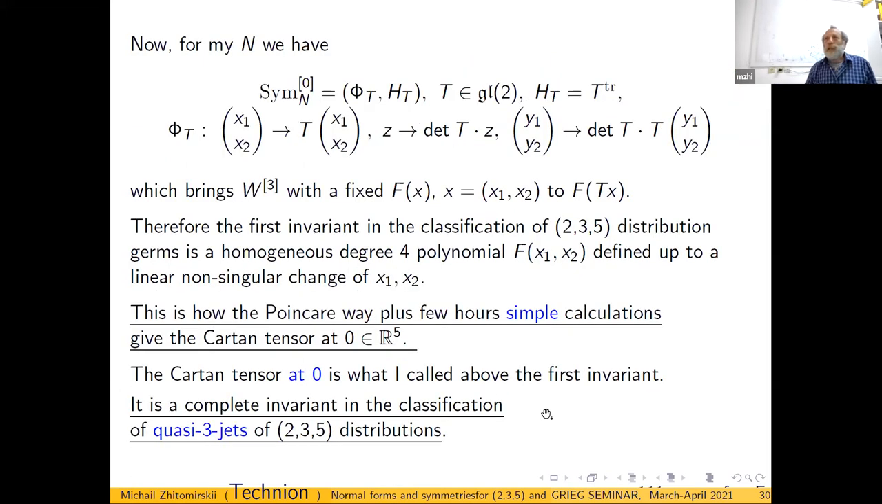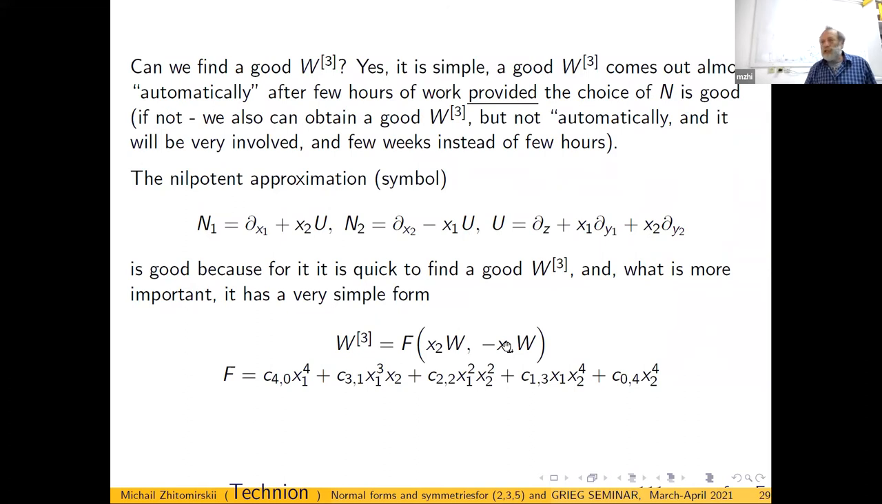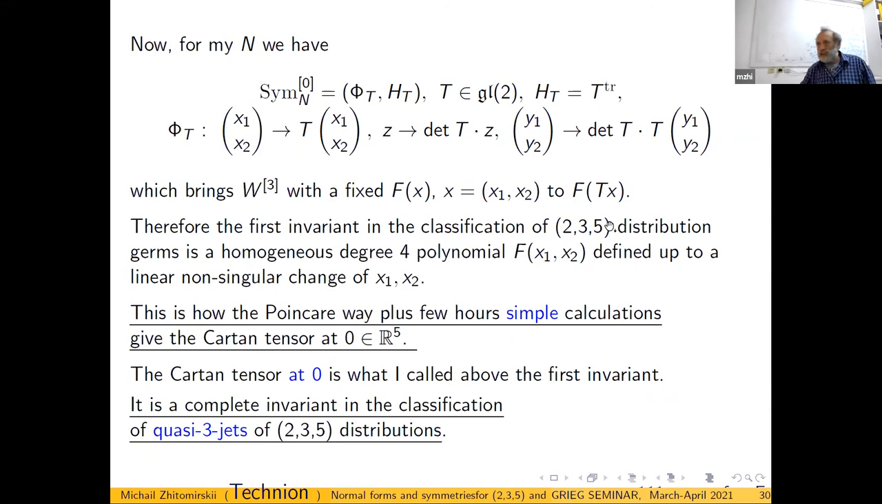Now let me say what the quasi-homogeneous degree zero symmetries of this N are in these coordinates. They are very nice. Here they are. Many people know this formula; somewhere it appears. T is an arbitrary singular 2x2 matrix. And these quasi-homogeneous degree zero symmetries are automatically, with my choice of N, linear. With another choice of N, it wouldn't be so. It's also very convenient.